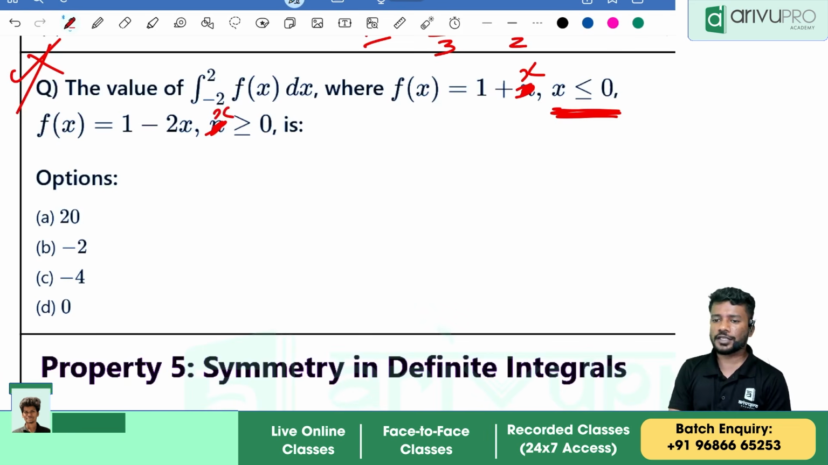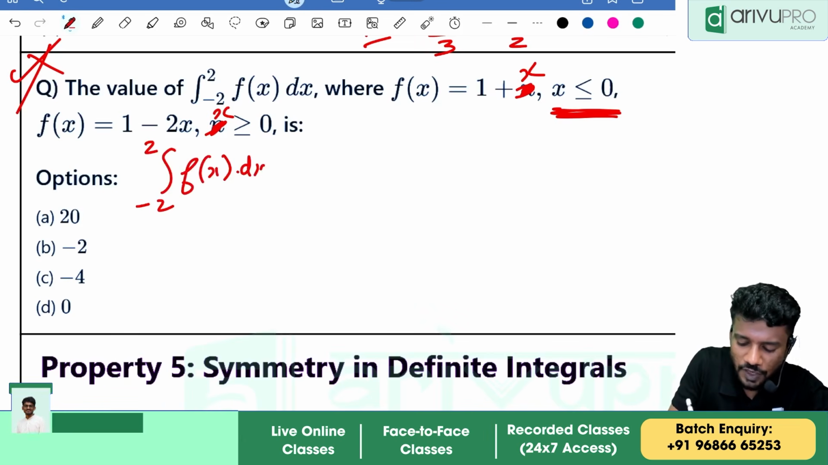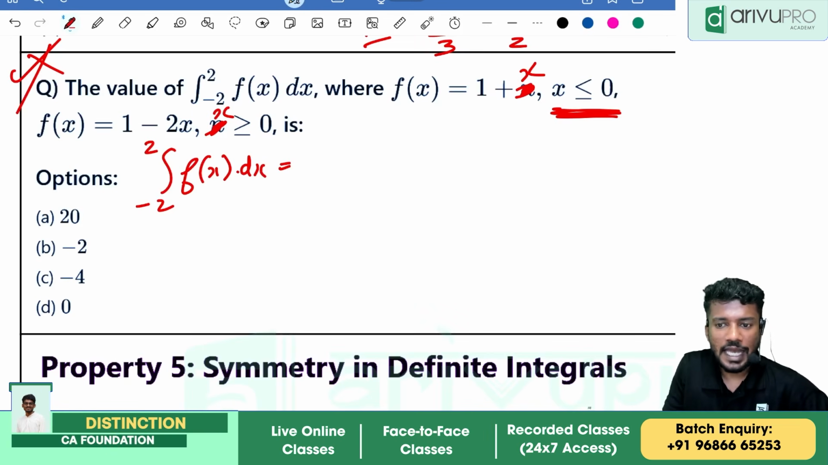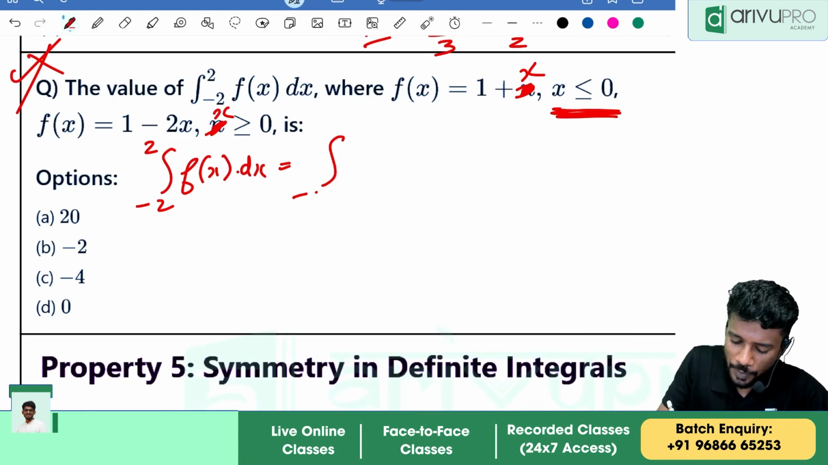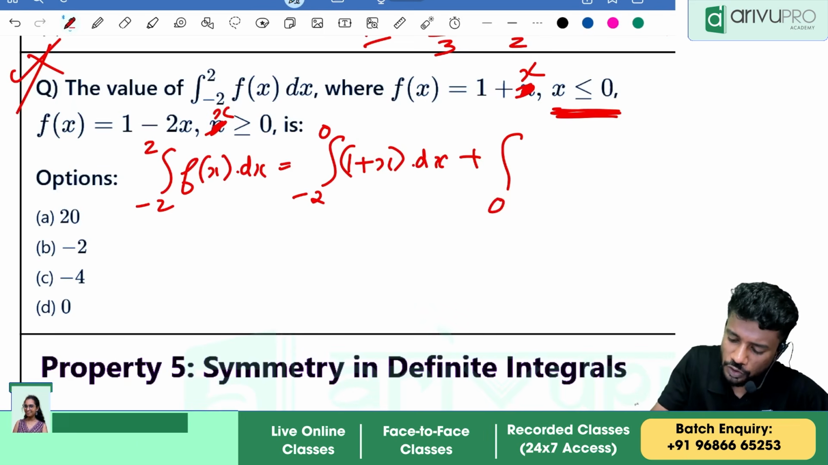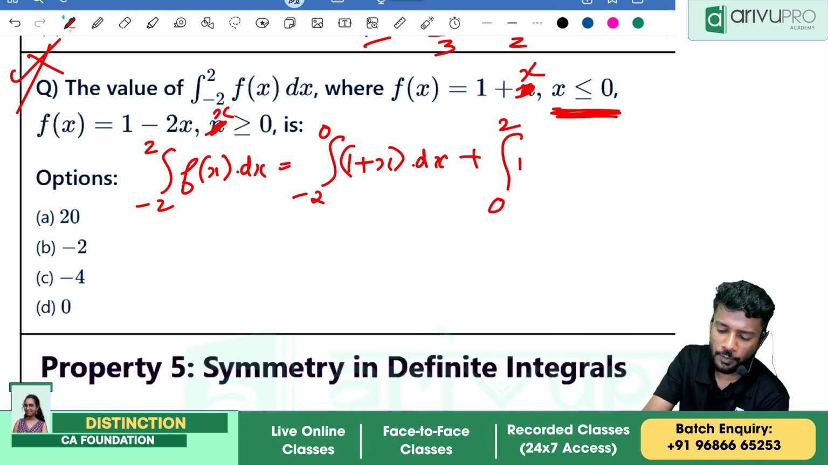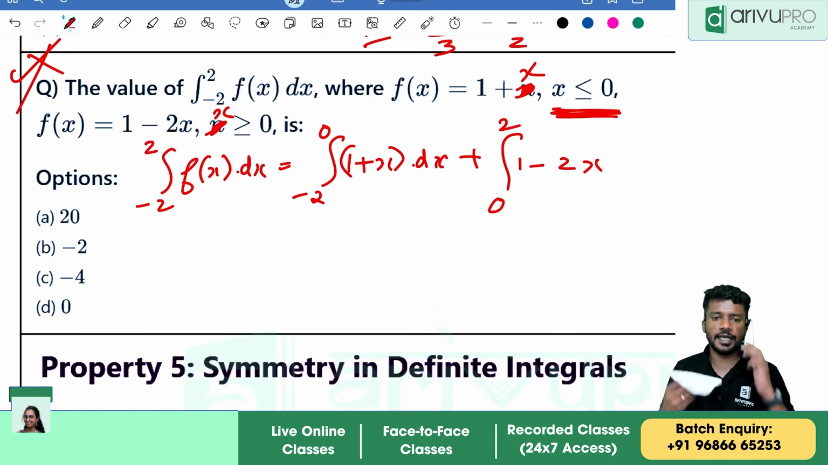Now what are they trying to tell us? We need to split the limits. I will tell you how. Integral from minus 2 to 2 of f(x) dx. The function is changing between the negative values and the positive values. So I will write minus 2 to 0, where the function is 1 + x dx, plus 0 to 2, where the function is 1 - 2x. Direct integration, get me the answer.